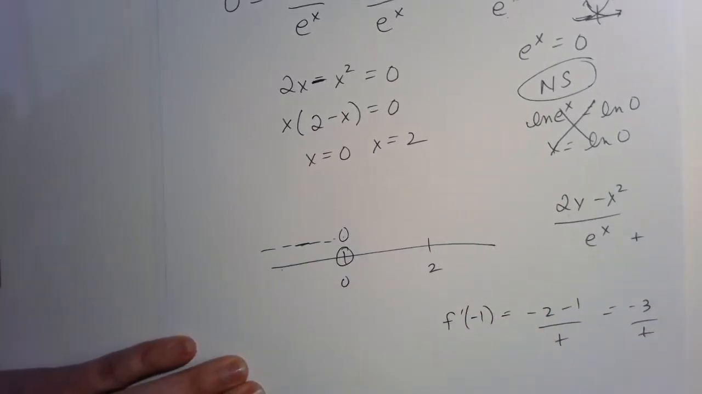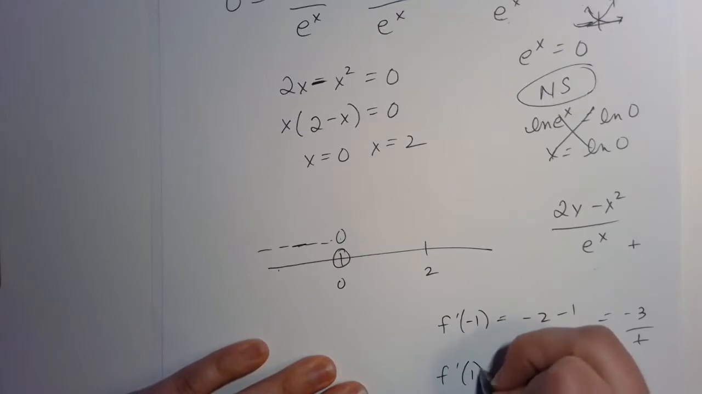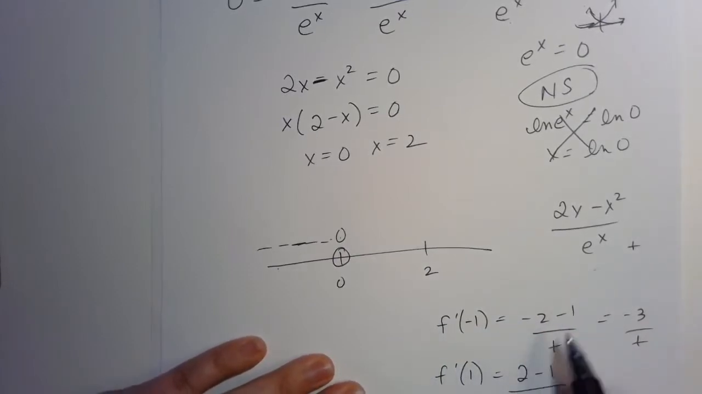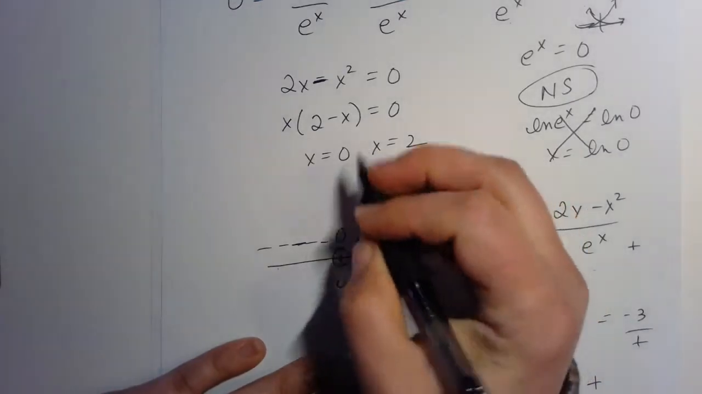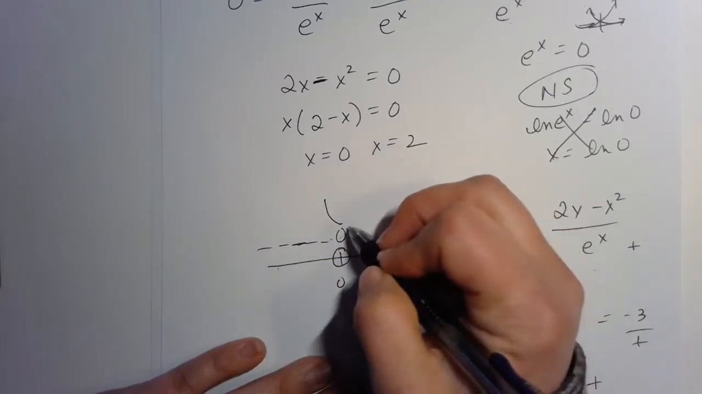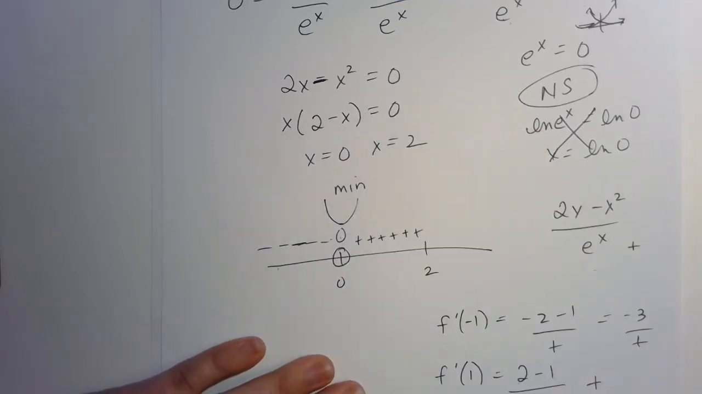And so then a nice number between 0 and 2 would be 1. So if I plug in 1, I get f prime of 1 is 2 minus 1 over something I know is positive all the time, and that will give me a positive value, so I know it's positive in here. So that tells me for sure that I'm falling, negative slope, positive slope here means I'm going to have a min here at x equals 0.